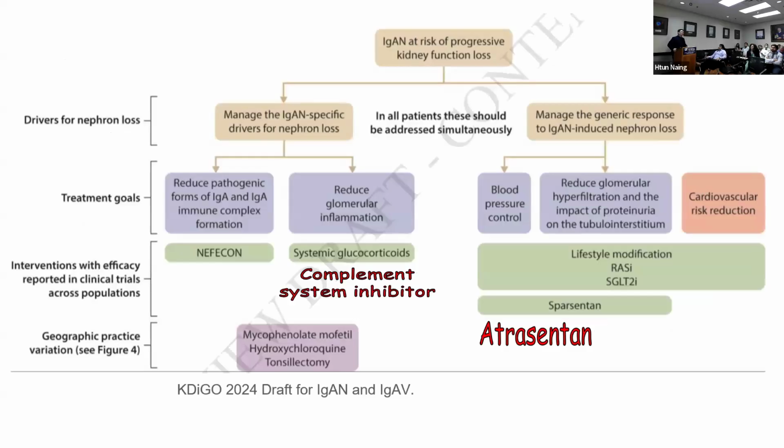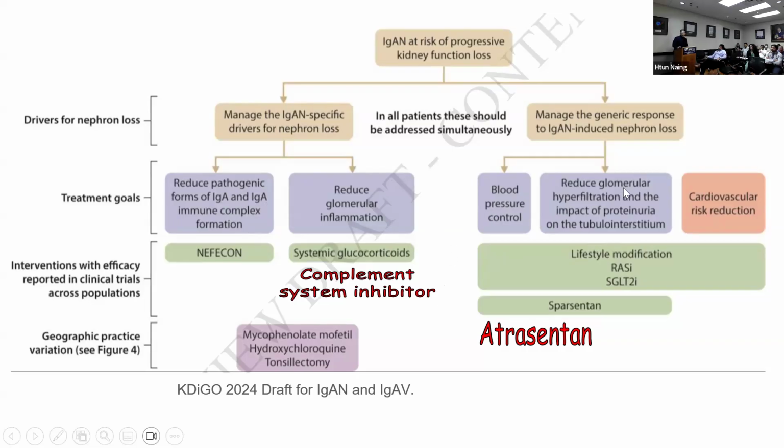So this is what KDIGO proposed. If you have the IgA patient, you have to treat both conservative and then disease modifying. So they said that, okay, after understanding the IgA pathogenesis, we want to decrease the amount of galactose-deficient IgA production, which can be done by using Nefecon, which is targeted release budesonide. The immune complex deposits in the glomeruli until the glomeruli become inflamed. You can reduce this inflammation by using systemic corticosteroid or using complement system inhibitor.